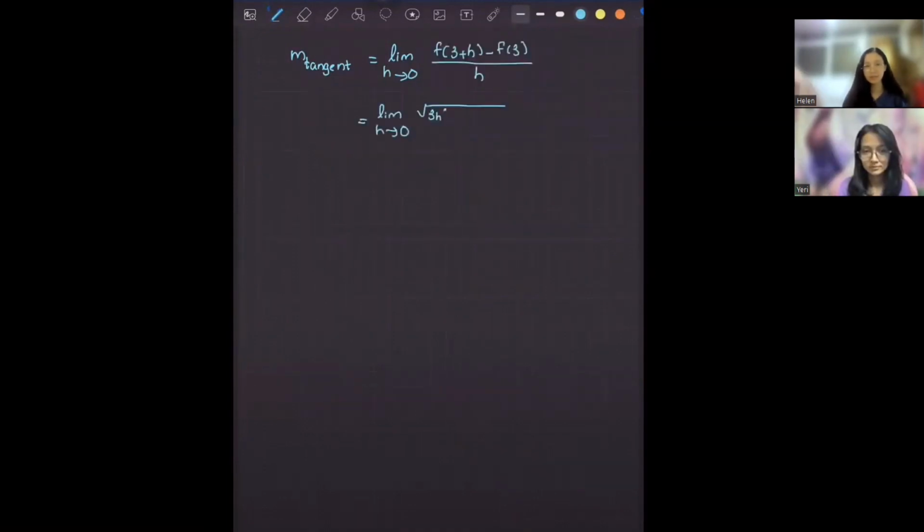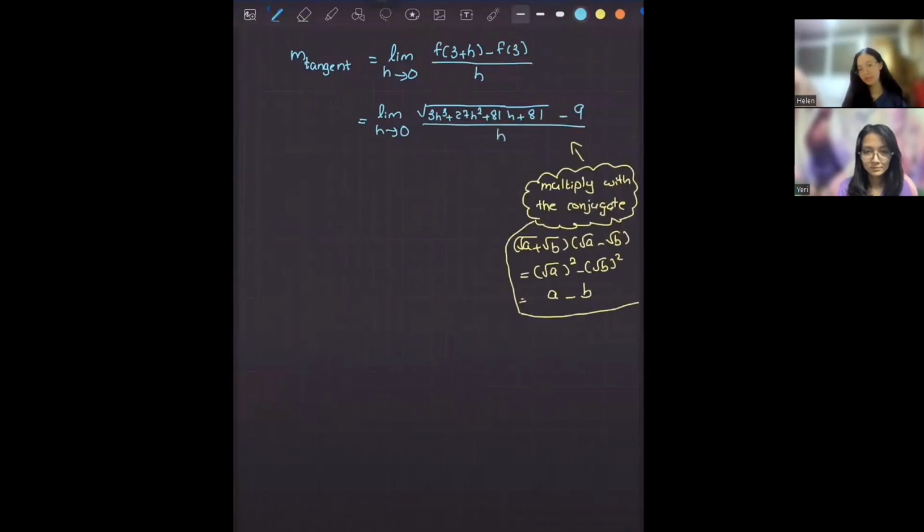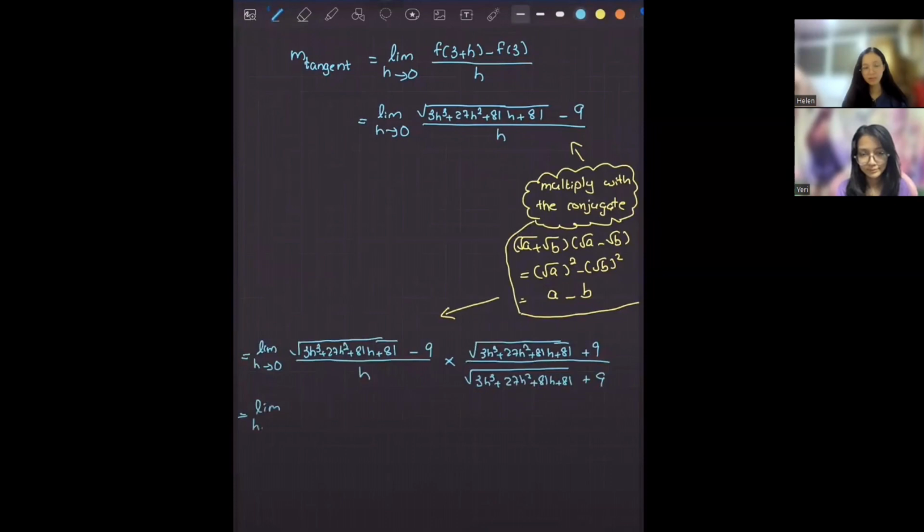And then we will write what we have found in the place of f of 3 plus h and f of 3. So now we will be using the conjugate. We will be multiplying our function with a conjugate here so that we can cross out h. So our conjugate will be square root of our original function plus 9. And then we will get 3x cubed plus 27x squared plus 81h.